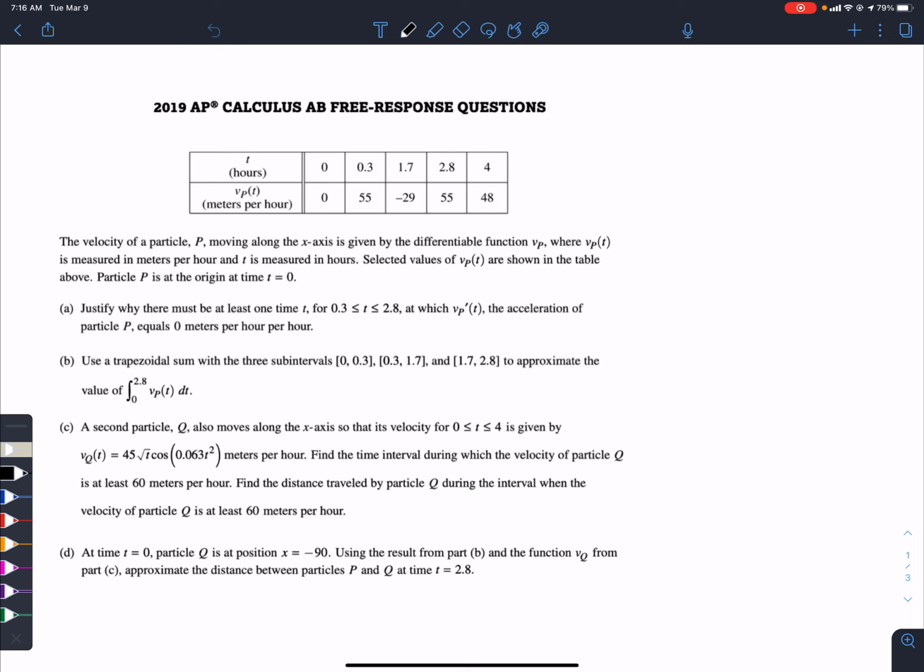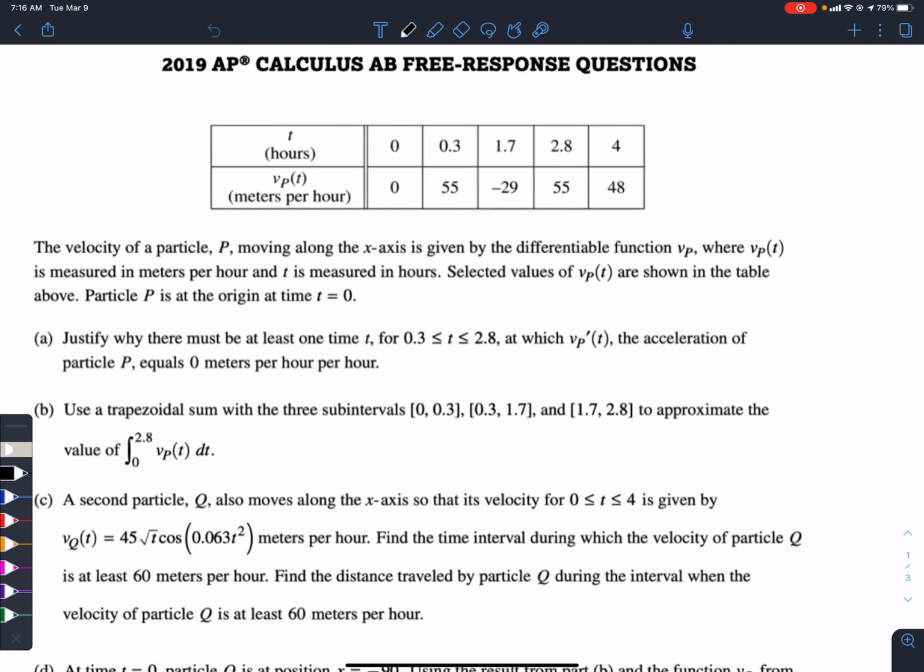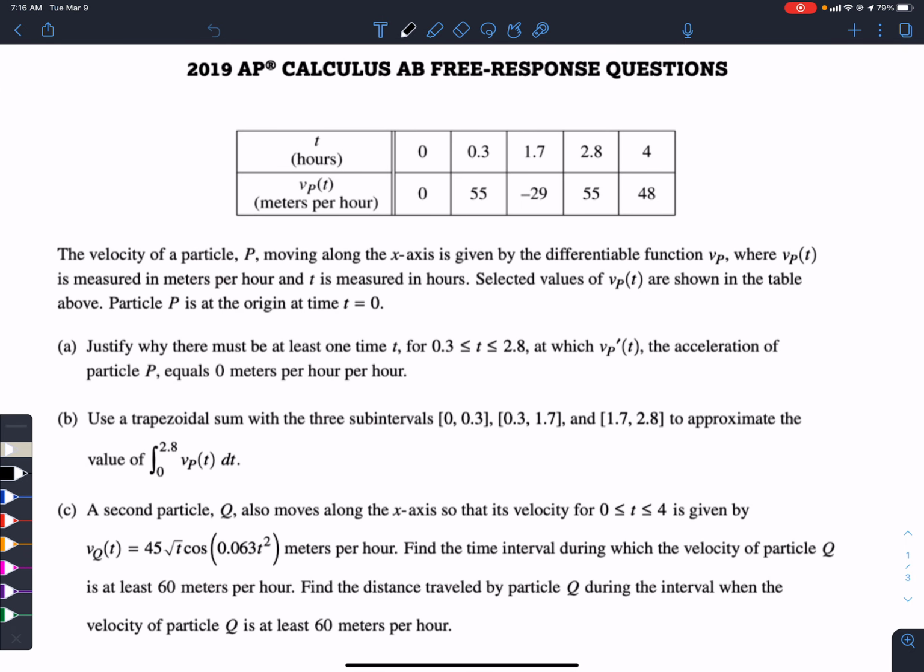The next type of FRQ that we'll be dealing with are data tables. They'll give you a table. You need to be careful that you don't assume what's happening between the points given. Some might assume, oh, it's increasing from 0 to 55. You don't know that. It may go down to negative, back up to 55. So be careful about your assumptions.